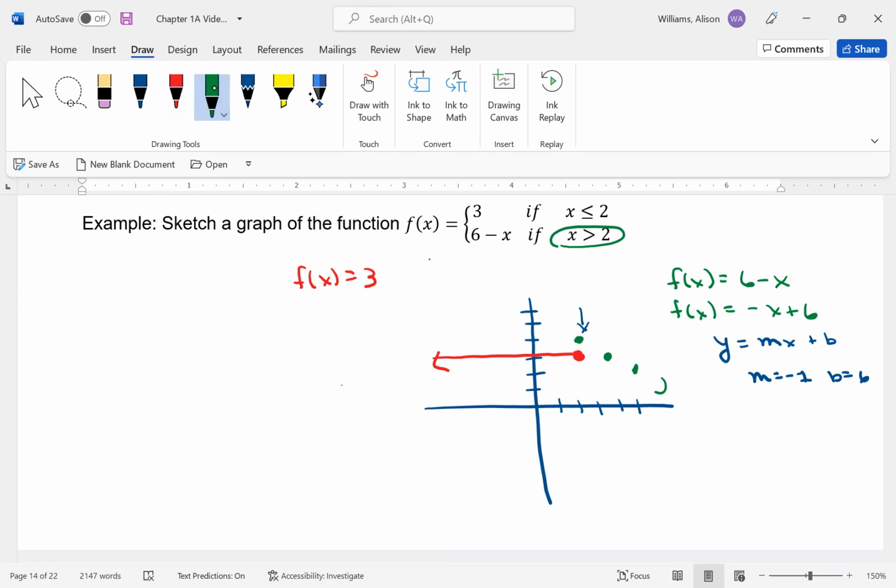Okay. I also have one other issue, and that is that it's supposed to be not exactly at 2, right? It's an open circle. So I have to do an open circle at 2 and then draw the rest. So that's what the graph of 6 minus x looks like. You'd start at 4, which is that value I got before, and then I'd go down 1 over 1, down 1 over 1, and draw the rest. And that's how this graph looks. It's 3 from the left, and then it's going down 1 over 1 from the right.